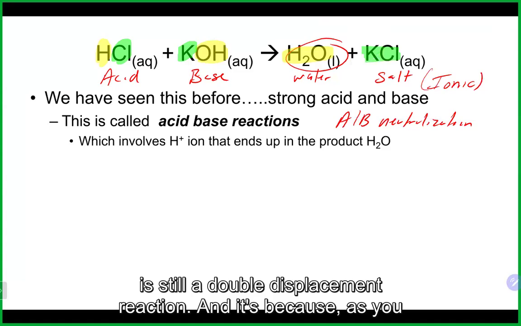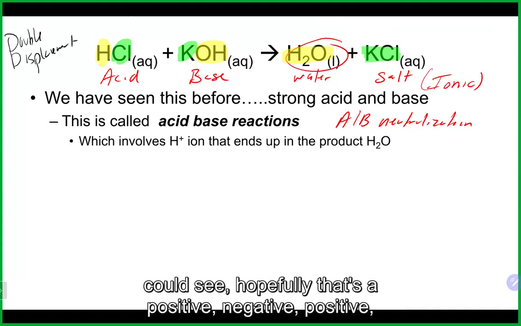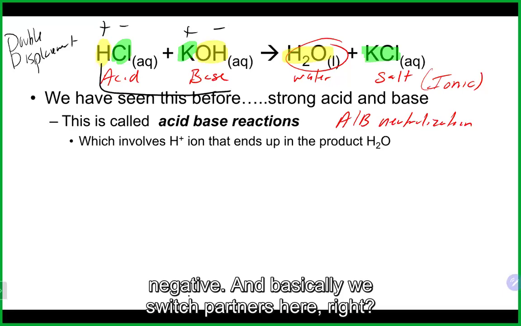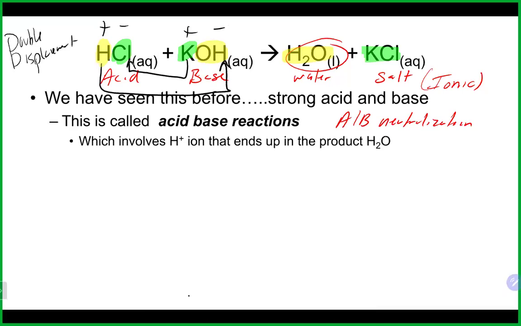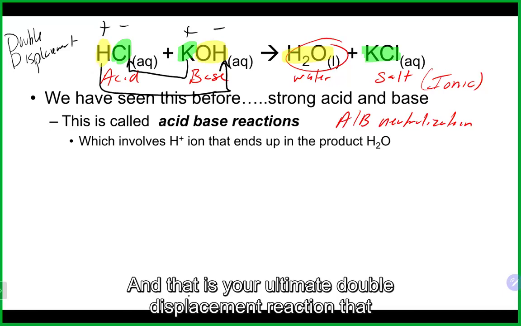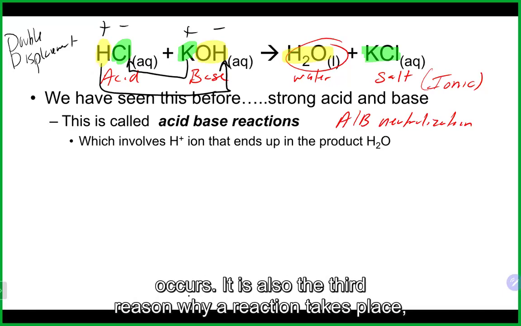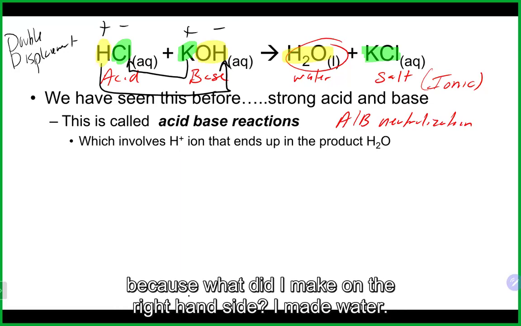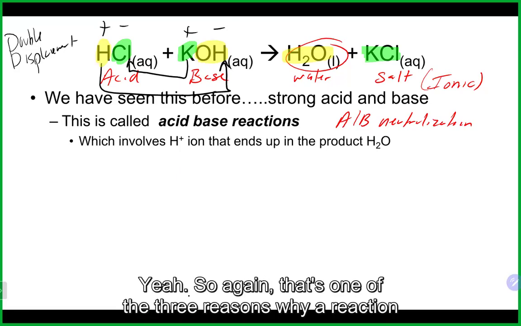This is still a double displacement reaction, because, as you can see, hopefully, that's a positive, negative, and we switch partners here, right? And that is your ultimate double displacement reaction. It is also the third reason why a reaction takes place, because what did I make on the right-hand side? I made water. So again, that's one of the three reasons why a reaction takes place.